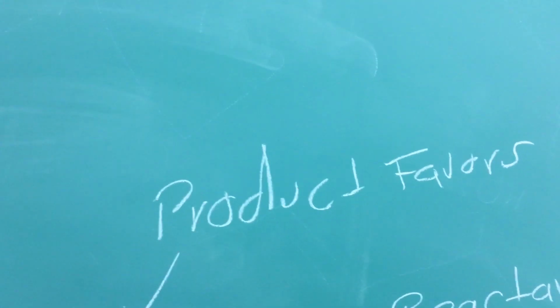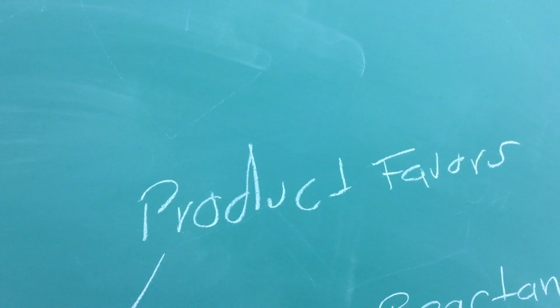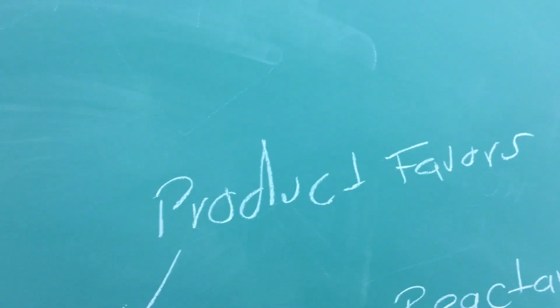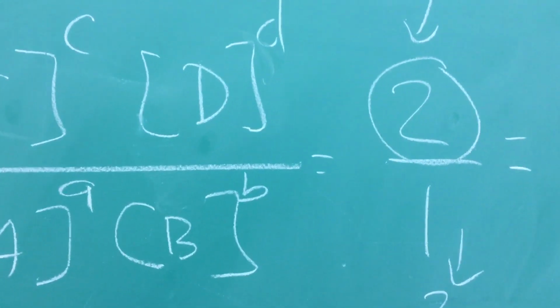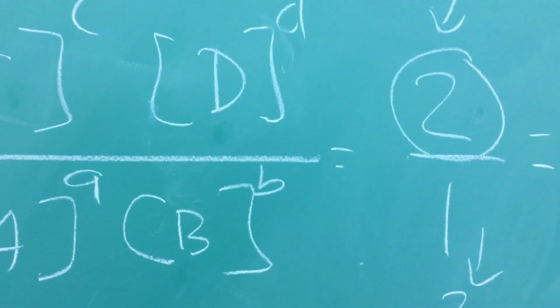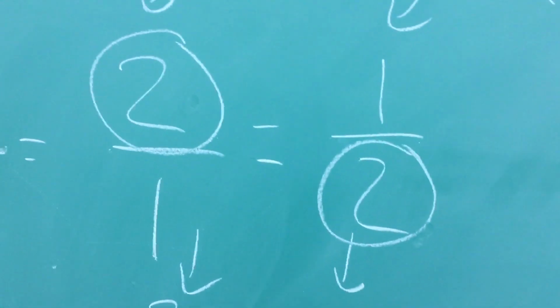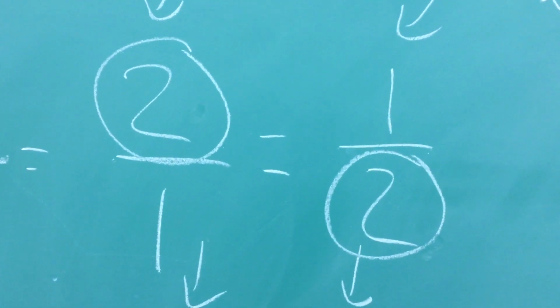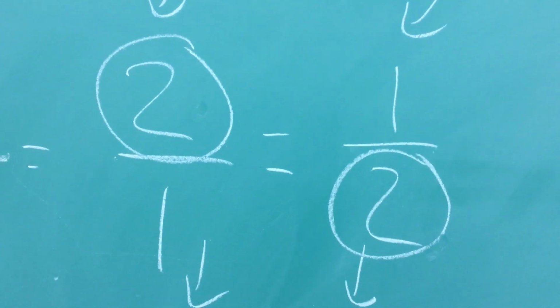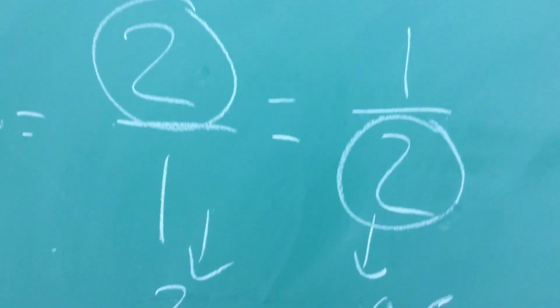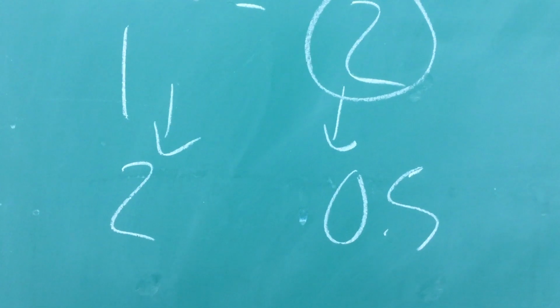Okay. A lot of people get confused with the term favors. Favors means we're making more product. So now let's take that 2 and 1 and flip them around. Okay. So in this case, we have 1 for the products and 2 for the reactants. So our K is going to be 0.5, which is 1/2.